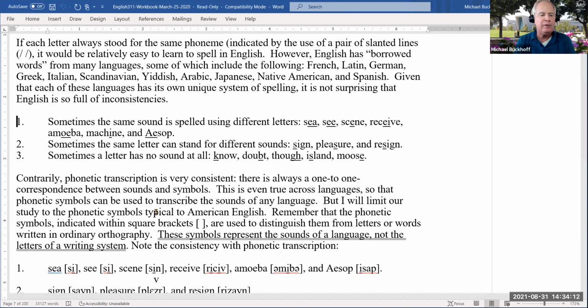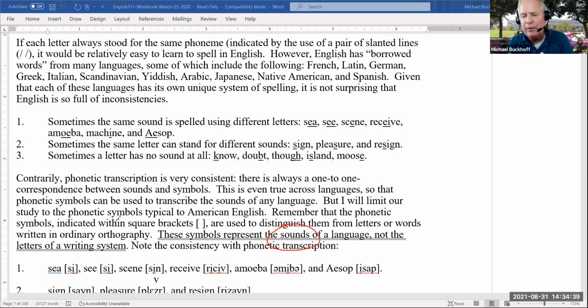Remember that these phonetic symbols, this is part of your confusion a little bit. It is confusing. The phonetic symbols indicated within square brackets are used to distinguish letters or words written in ordinary orthography. These symbols represent the sounds of a language, not, remember, not the letters of a writing system.